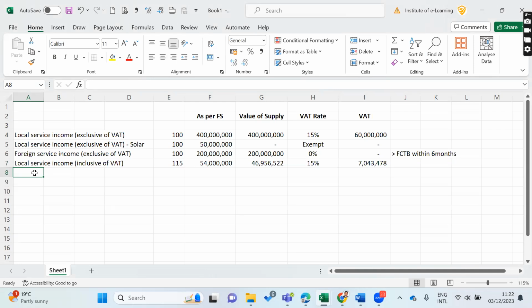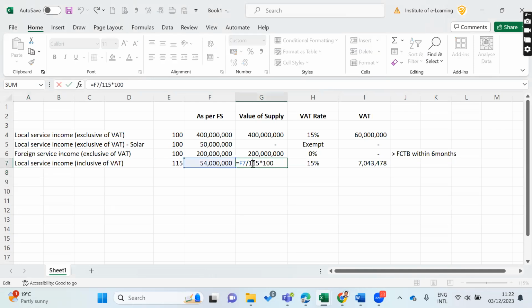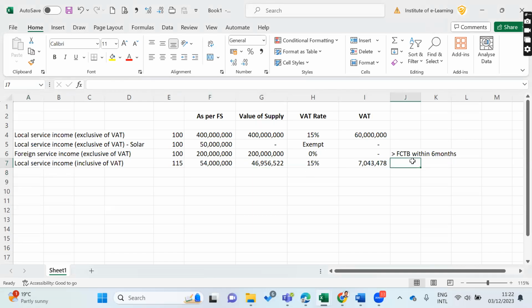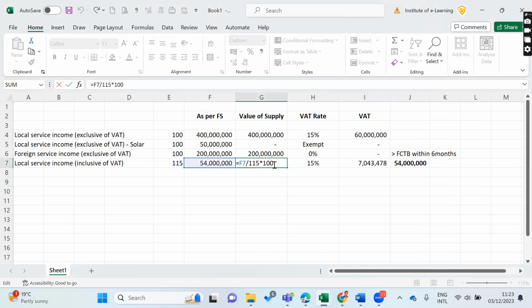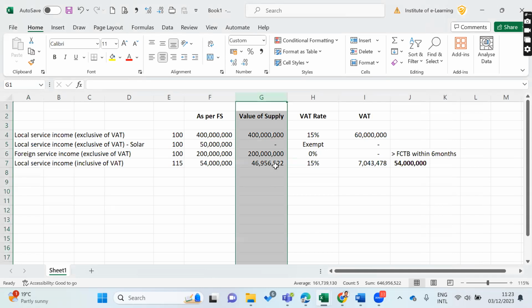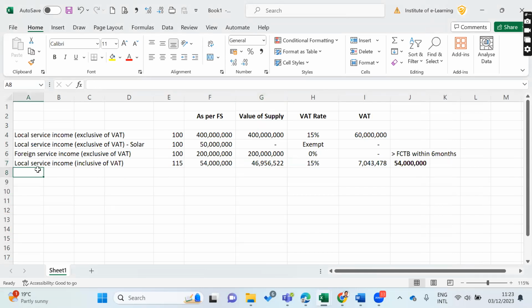Hope it's clear, right? What we did was we converted this into 100. But if you take these two in total, this one and this one, it should be 54 million, right? Hope this is clear. We just divide by 115 and multiply by 100, to make it 100, because the value of supply should be equal to 100, right?